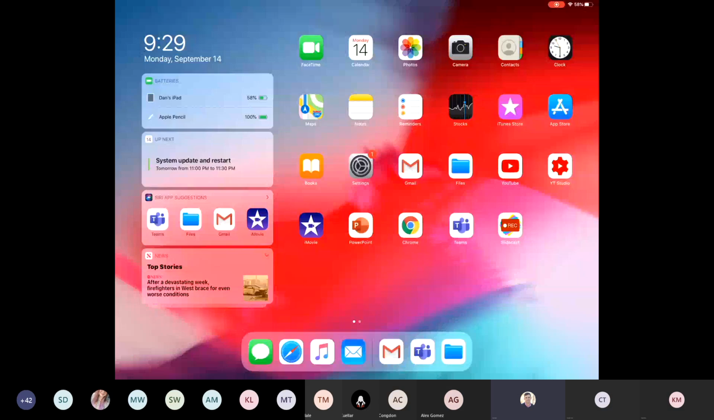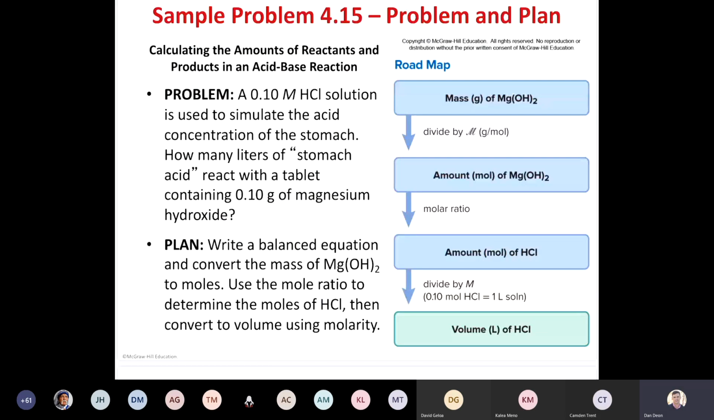All right, so let's start off with this problem. Sample problem 4.15. I would say this is a totally reasonable problem for the midterm. This is a totally reasonable problem for your final exam. It says here that you have 0.10 molar HCl solution and you use it to simulate the acid concentration of the stomach. How many liters of stomach acid would react with a tablet, like an antacid tablet, for example, containing 0.10 grams of magnesium hydroxide?